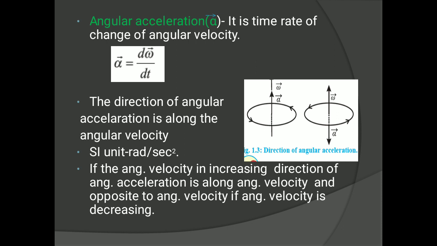See, if the angular velocity is increasing, the direction of angular acceleration is along the angular velocity. But if the velocity is decreasing, the direction is opposite to the angular velocity. A simple example can be given for this. If we switch on the fan, its velocity goes on increasing. In that case, velocity and acceleration are in the same direction, while as we switch off the fan, the velocity of the fan goes on decreasing. In that case, angular acceleration and angular velocity are oppositely directed.